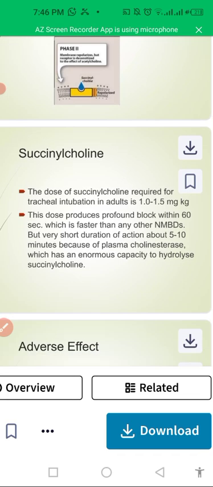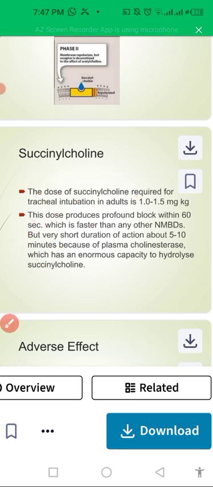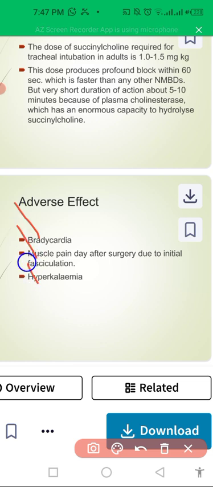Now for succinylcholine, the dose is 1 to 1.5 mg per kg. The dose produces profound blockade within 60 seconds, which is fast, and a very short duration of 5 to 10 minutes, for plasma cholinesterase to hydrolyze the succinylcholine. So it is used in emergency procedures. Adverse effects of succinylcholine are bradycardia, muscle pain from fasciculation, and hyperkalemia.